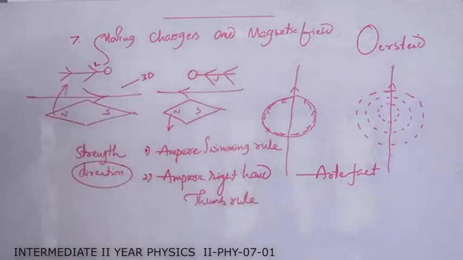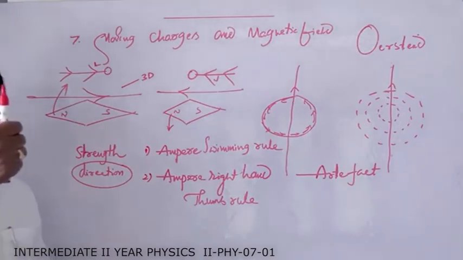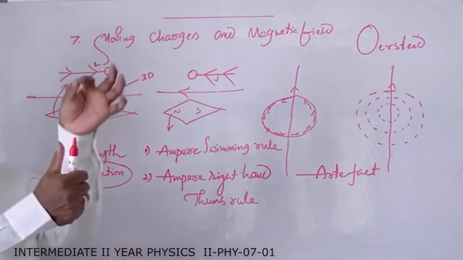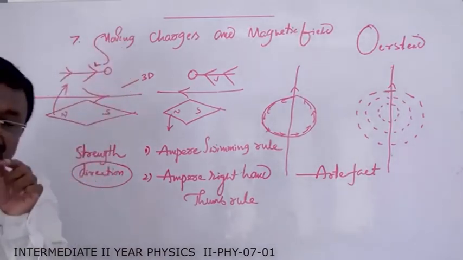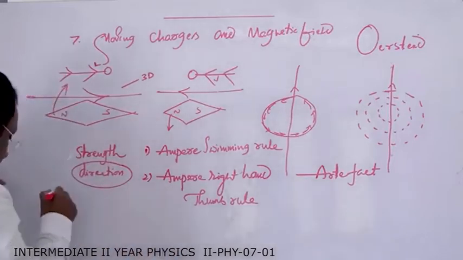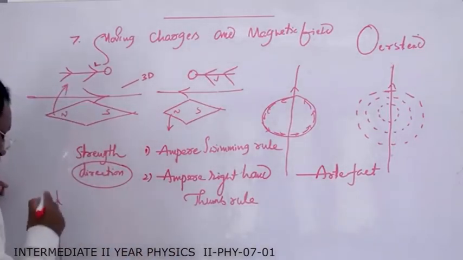According to Ampere's right-hand thumb rule, if you want to know the direction of the magnetic field, the current carrying conductor is held in the right hand, and the thumb points in the direction of flow of current. The remaining curling fingers indicate the direction of the magnetic field. This is the direction of flow of current.